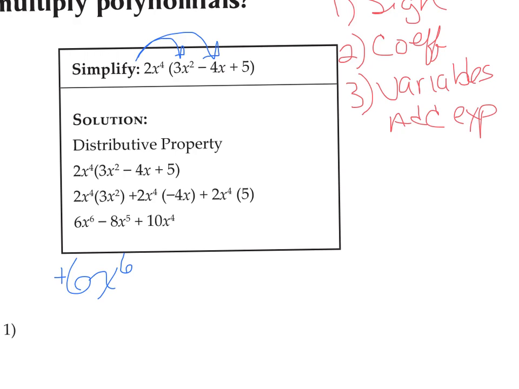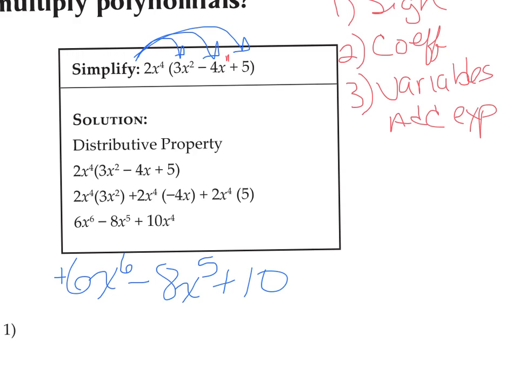Then we're going to do this times this. The signs first. Positive times negative makes negative. 2 times 4 is 8. x to the fourth times another x, and don't forget this x has the invisible 1 on it. That makes x to the fifth. And then we're going to do this times this. Positive times positive makes positive. And in this case, you do need the positive, because it is the sign that is separating the terms. Up here at the front, you don't need the positive. It's okay to write it if you want. You don't have to. Then the coefficients, 2 times 5 is 10.